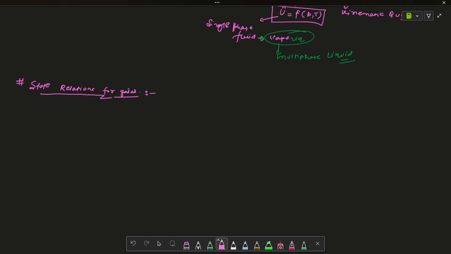I guess most of you are aware of the perfect gas law, or the ideal gas equation, which you have studied in your high school. PV equal to nRT, or mRT. You can write it as P equal to m by V into RT, and that can be written as P equal to rho into RT. So this is our ideal gas equation.